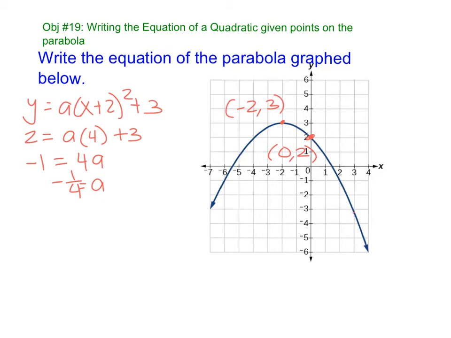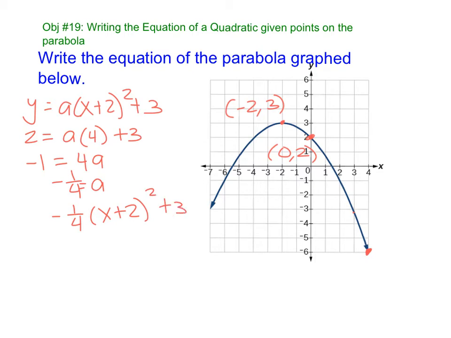a is negative 1/4. That's actually what I had in my head when I was thinking over 2, down 1. I don't think that's an exact point. It's this point, over 6, down 9. Okay, anyway. So we get y equals negative 1/4 (x plus 2) squared plus 3.